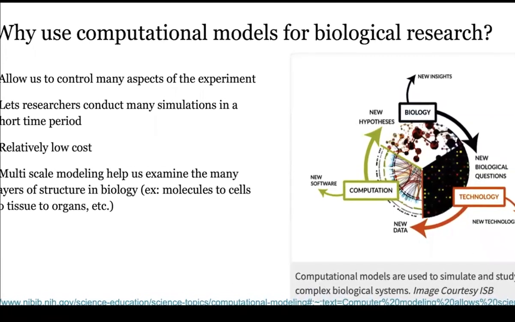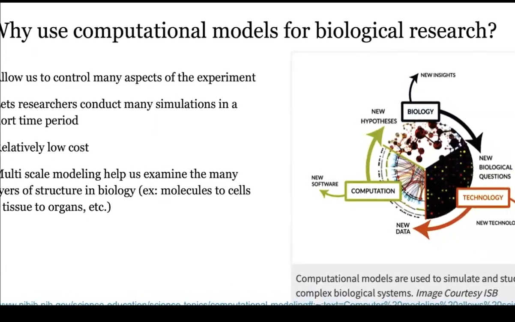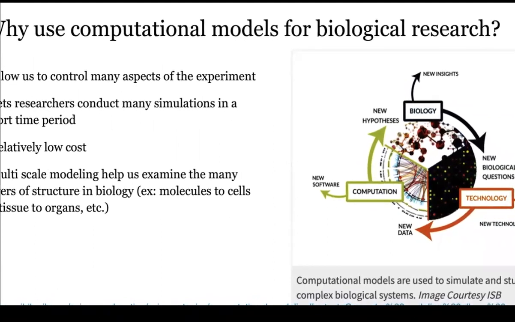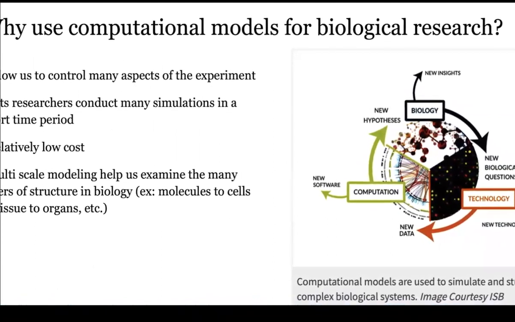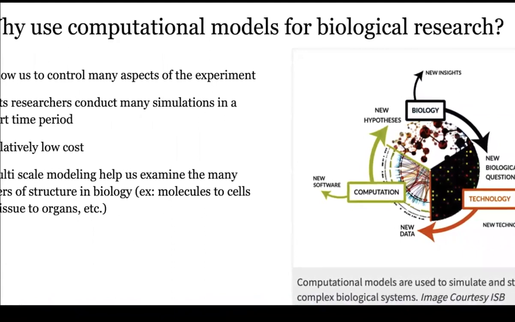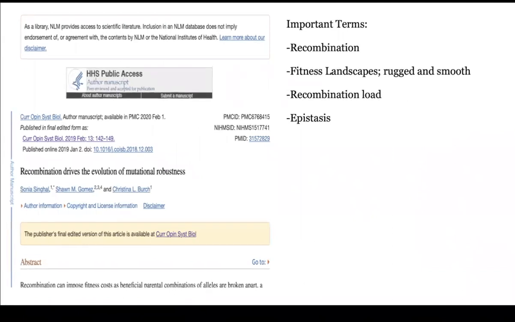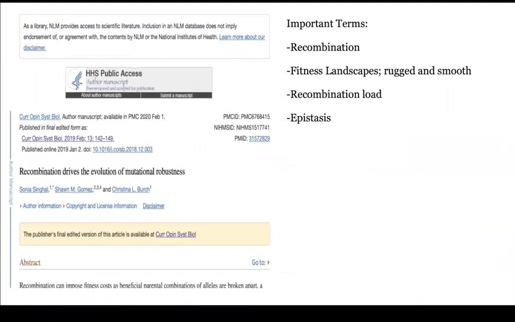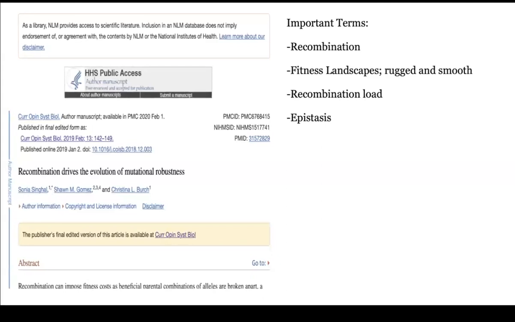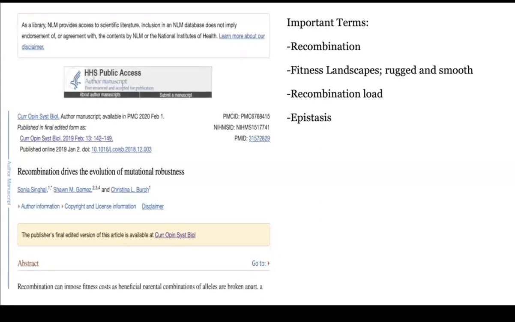In biology, computers have made it easier to store data in fields like genetics, where tons of information can be stored in these systems and experiments can be completed quickly. Today, I will be focusing on a paper using computational models for genetics. In this study, titled Recombination Drives the Evolution of Mutational Robustness, Dr. Singhal, Dr. Gomez, and Dr. Birch, all of whom work within the UNC system, examine genetic processes and their potential effects on organisms using a computer model.